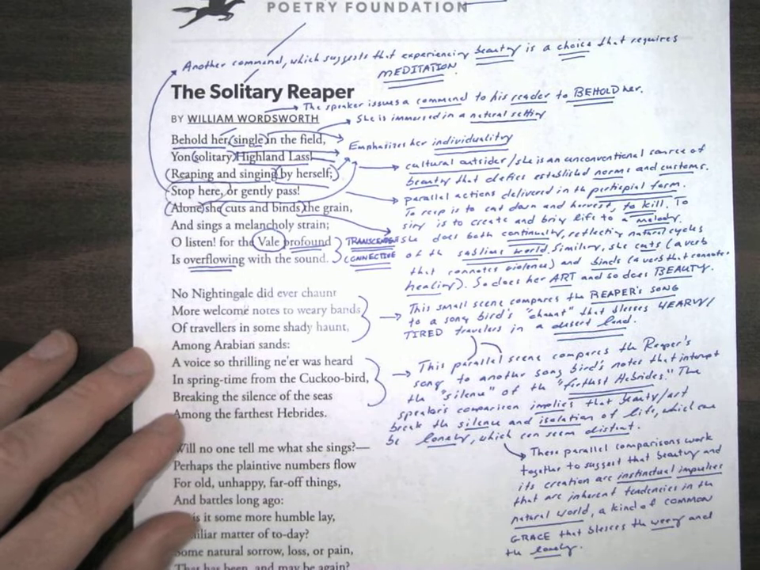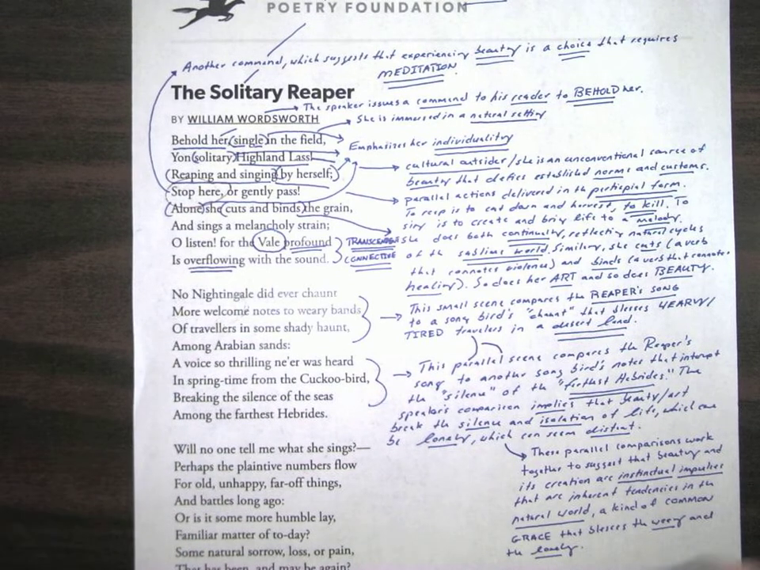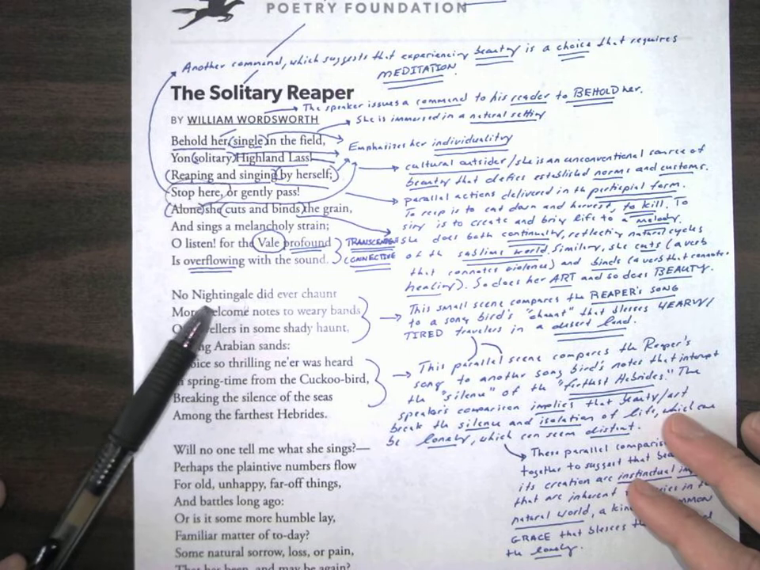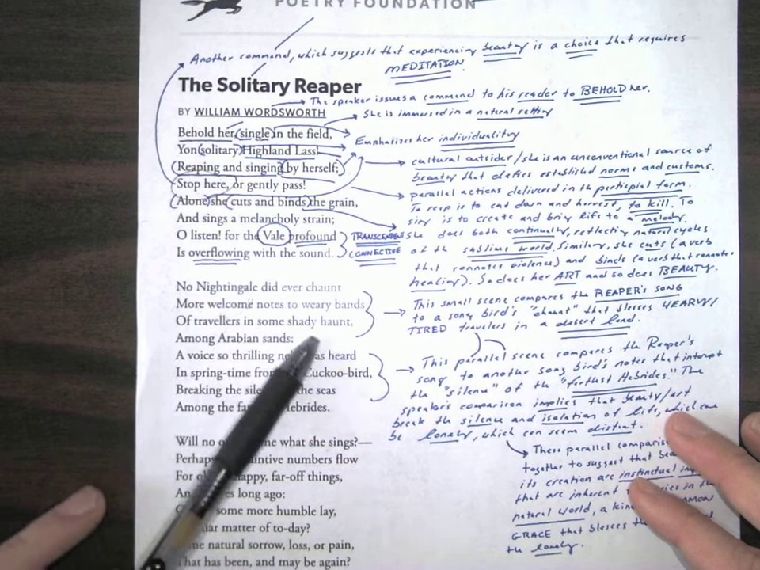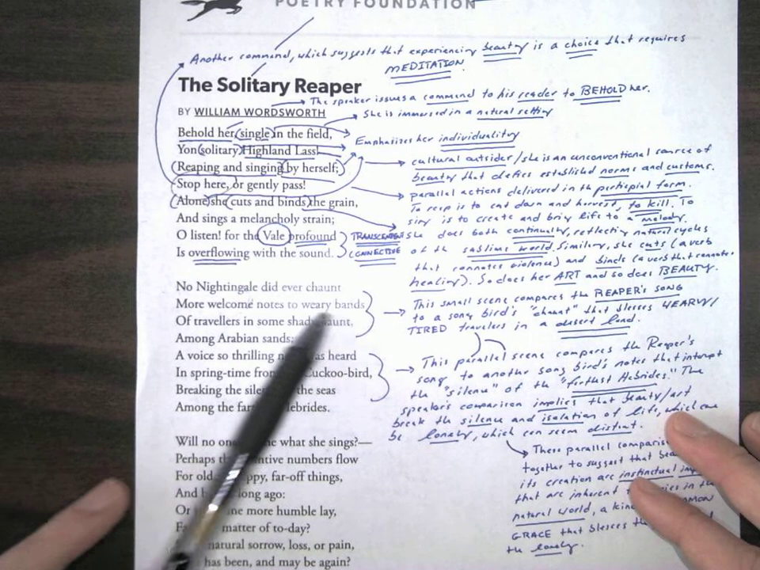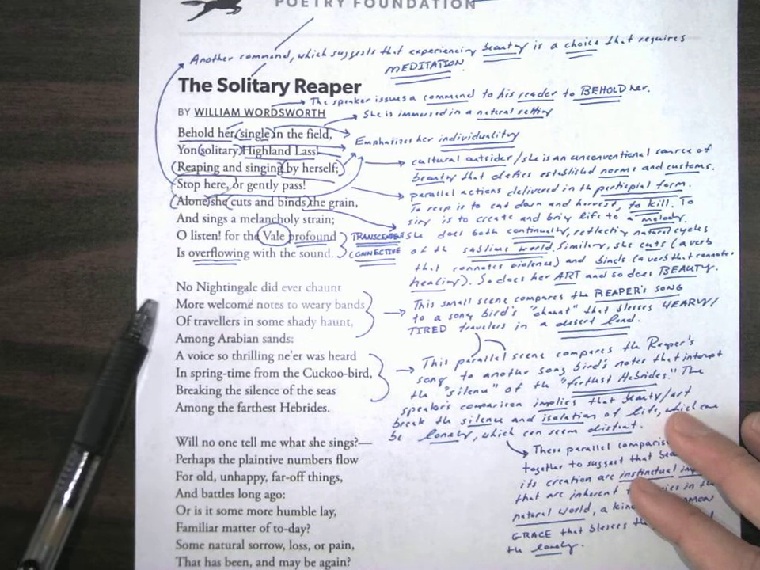It ministers to their hearts, whatever metaphor for whatever is inside of you that needs more than just food and water to survive. The portion of you that needs access to beauty, the portion of you that needs access to truth. That portion of you, Wordsworth says, is ministered to by the reaper's song. It makes traveling through the Arabian sands, it makes inhabiting the shady haunts, possible.